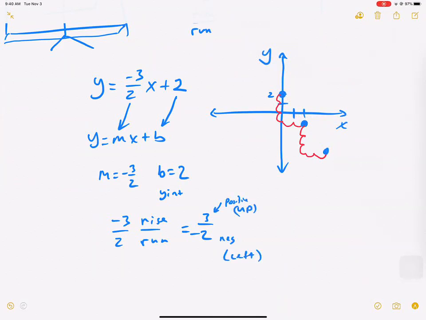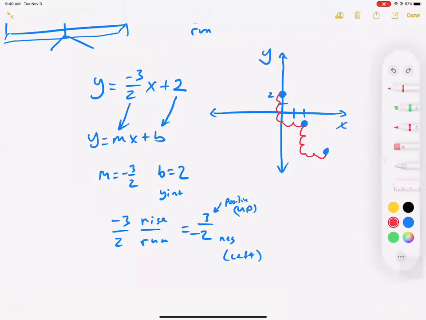So let's try this. From our first point, let's count it. Let's go up. Oops, let's use a different color. Go up 1, 2, 3. And our run is going to be back 2. 1, 2. Why did I go back 2? Because we said our run was a negative 2. Right? And that's important to us. A negative means we have to go back when we're running.